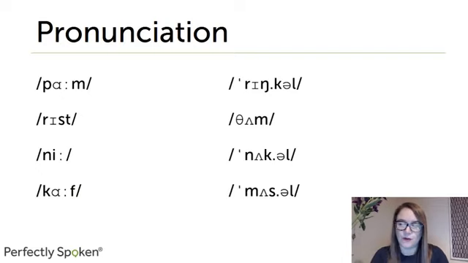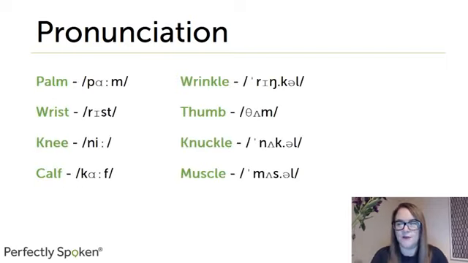If you're not sure about the phonetic script, let's have a look at it in conjunction with the spelling. So the first one was palm. Look at the spelling and look at the pronunciation. Wrinkle. Again, look at the spelling and then look at the pronunciation. Wrist, thumb, knee, knuckle, calf, and muscle.